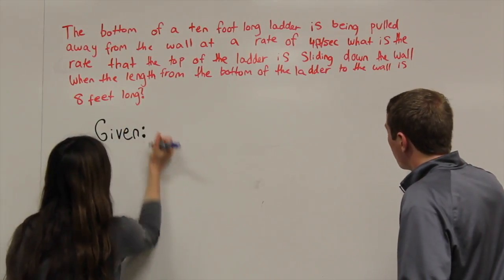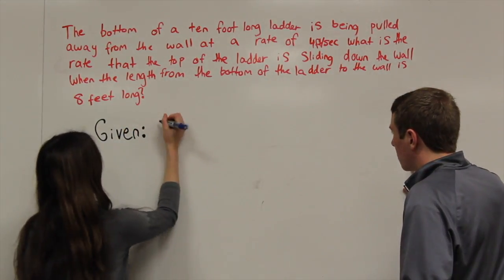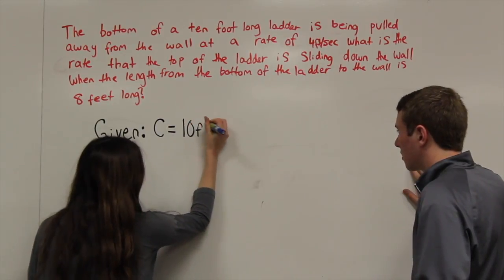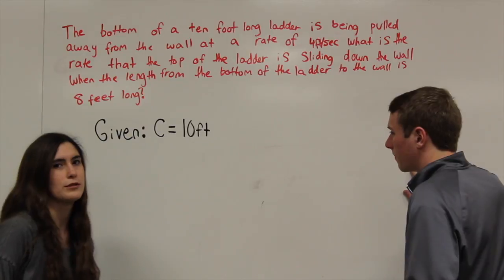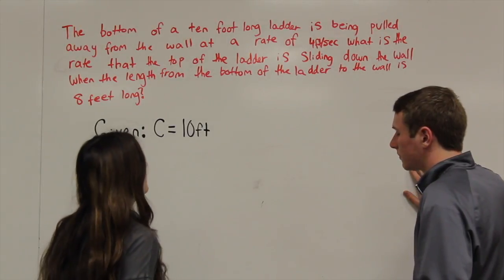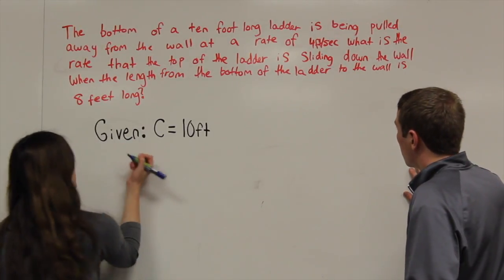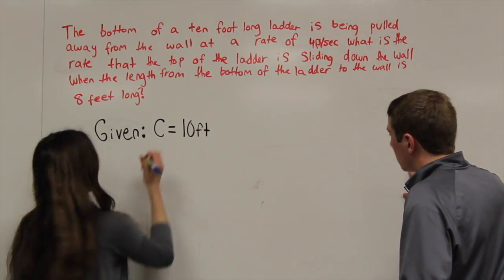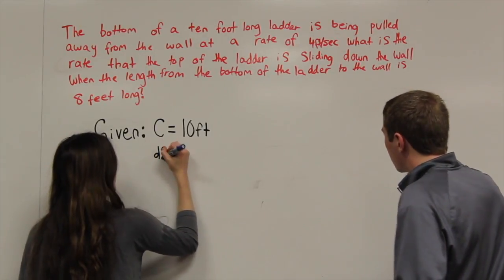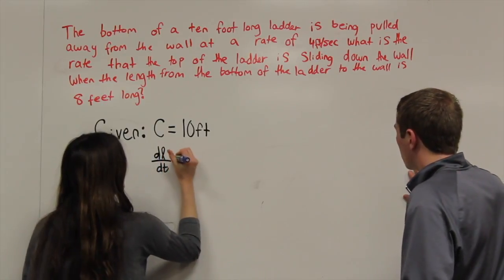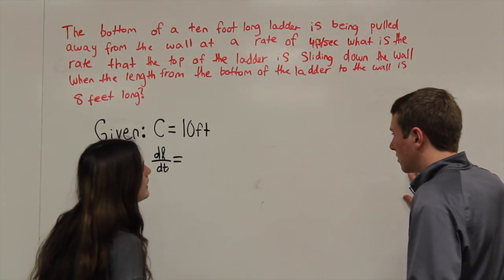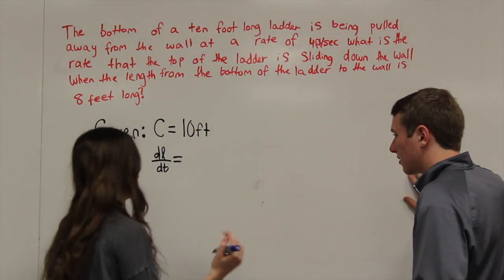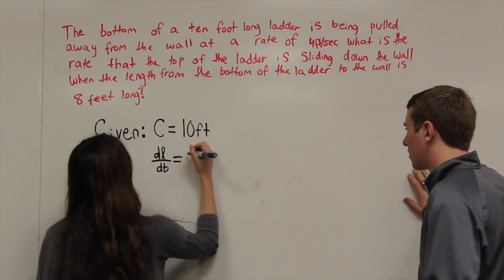Would it be a 10-foot ladder as one? Yep, and I'm going to label that C, because if we're looking at this as a triangle, the hypotenuse of a triangle is usually labeled C, and that's what the ladder would be. Wouldn't there also be one for dL/dt? True. Which is 4 feet per second? Yep. And we're calling it dL/dt because it's the length of the ladder away from the wall that is being increased.